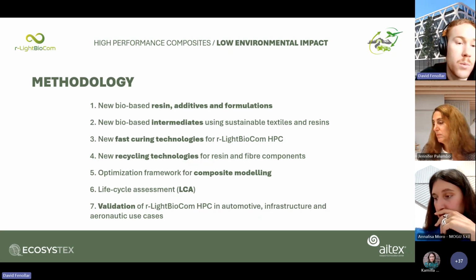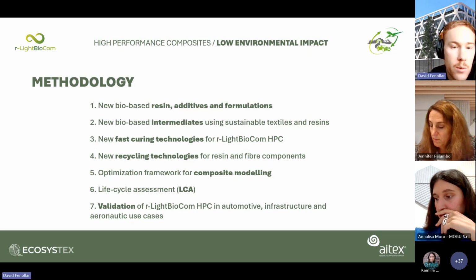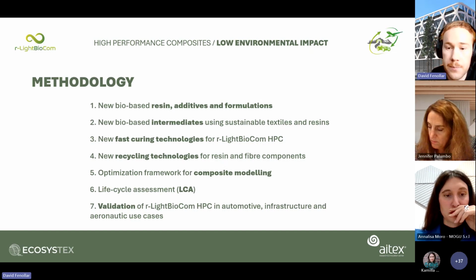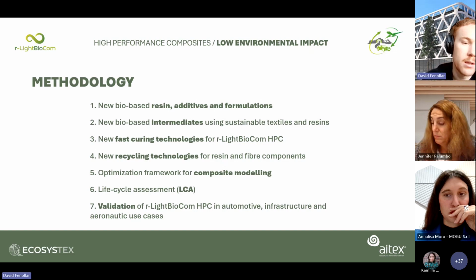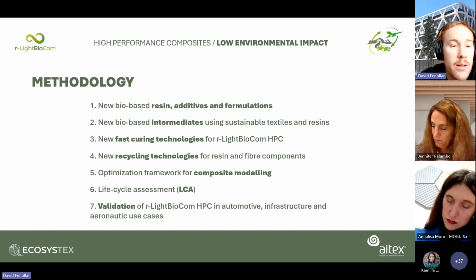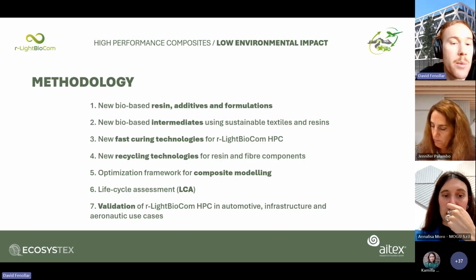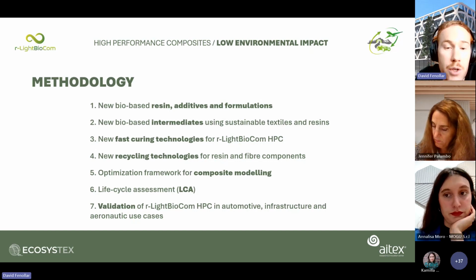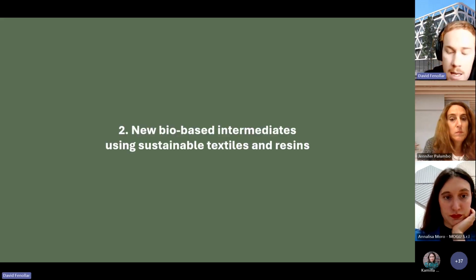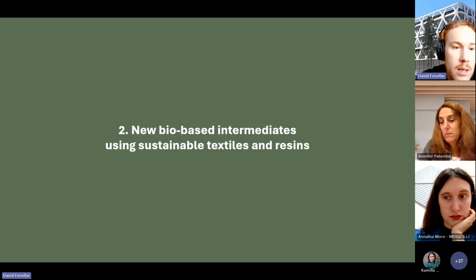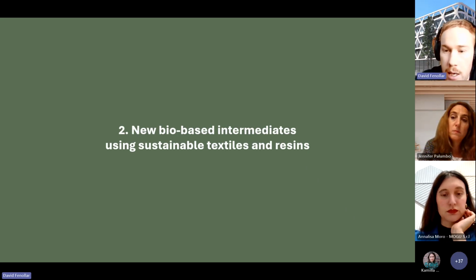And then we have an optimization framework for the composite modeling. In point 6, we develop a life cycle assessment of the high-performance composites, and then the validation of the R-LIGHTBIOCOM high-performance composites in the use cases mentioned before. But now we are focusing on point 2, regarding the sustainable textiles and the bio-based resins.